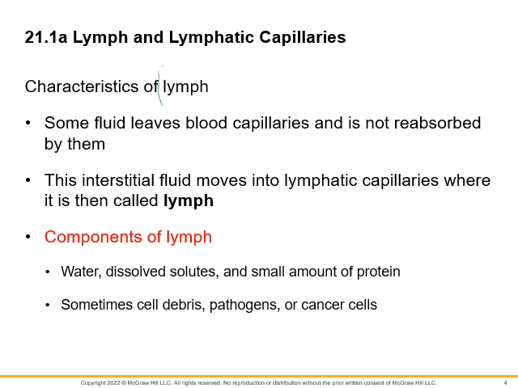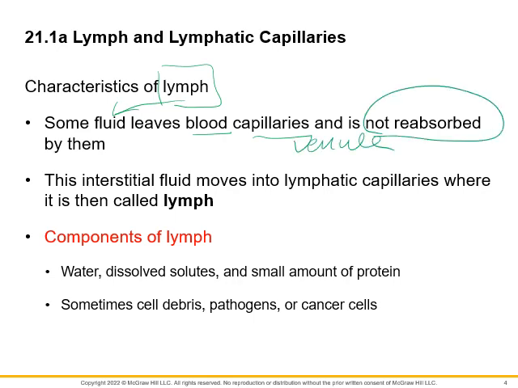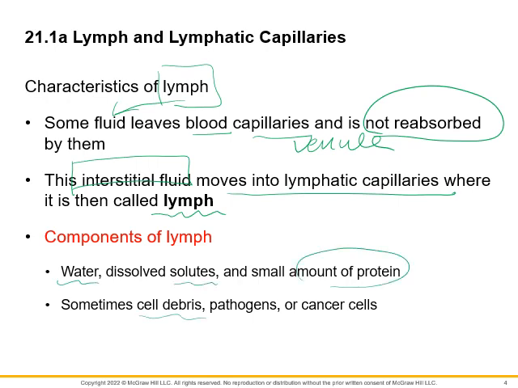So the characteristics of lymph. Lymph is what we call the fluid if it leaves the blood capillaries and it's not reabsorbed on that venule side, right? The interstitial fluid moves into a lymphatic capillary, and once it's in the lymphatic capillary, we now call it lymph. So it goes from interstitial fluid to lymph. What's in lymph? It can have water, it can have dissolved solutes, it can have small protein, cell debris, pathogens, or even cancer cells.